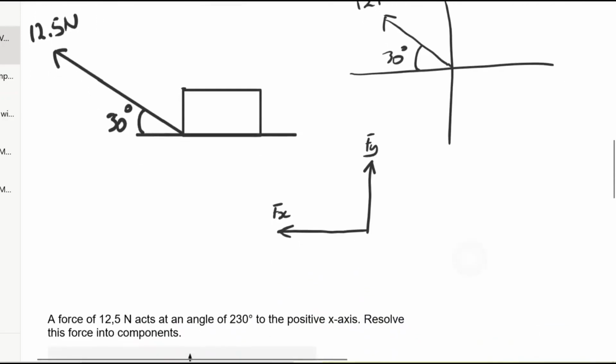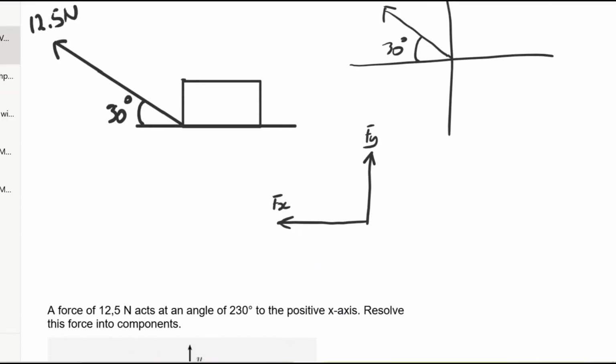Again, I note that the angle that is given is just between the horizontal and the force itself. Therefore, Fx is equal to F cos theta. This is going to be 12.5 Newton times cos 30.